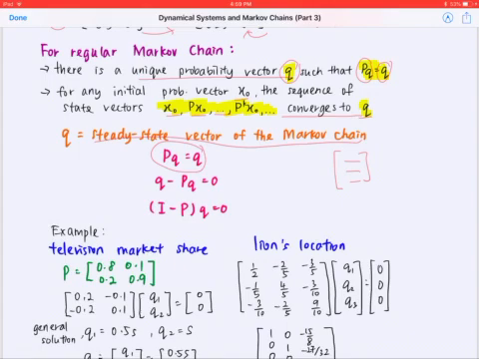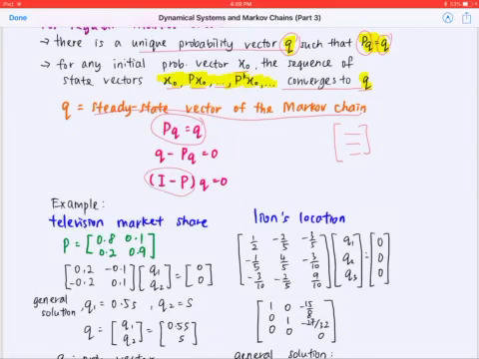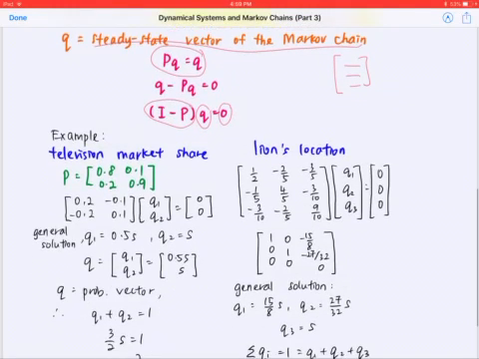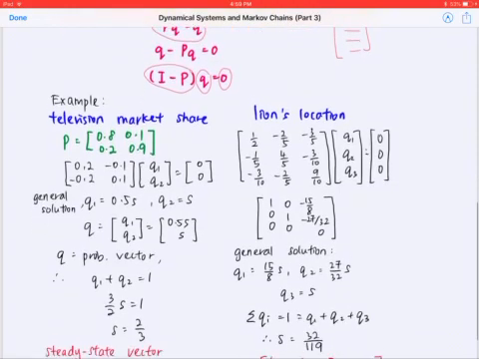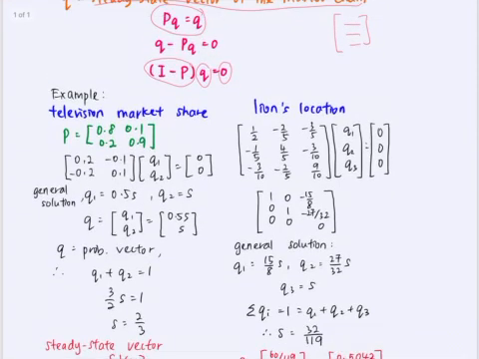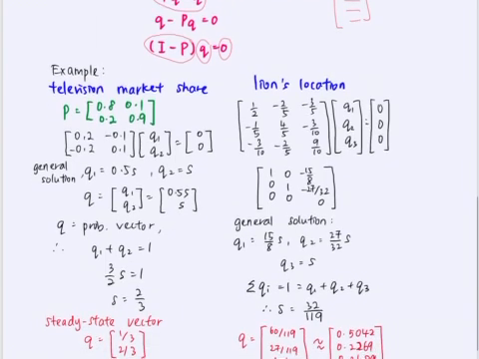Using these initial equations, you can rearrange it and then you can factorize it out. So you have (I minus P) multiplied with Q equals 0. So let's use the two examples that we have discussed in the previous videos to find the stabilized vectors.